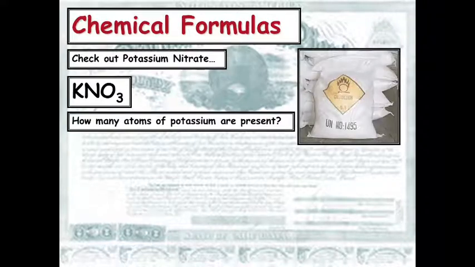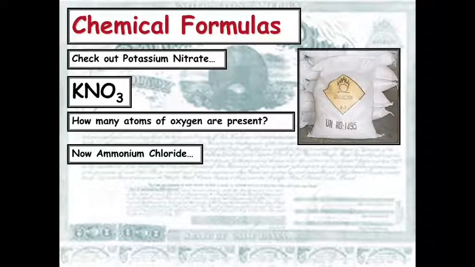So, potassium, how many potassiums do we have in this compound? One potassium. How many nitrogens do we have in this compound? Also 1. How many oxygens? 3. And we have 3 oxygens. That one was pretty easy. Let's try one more.